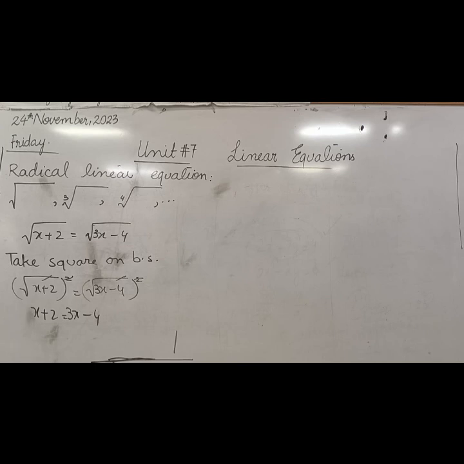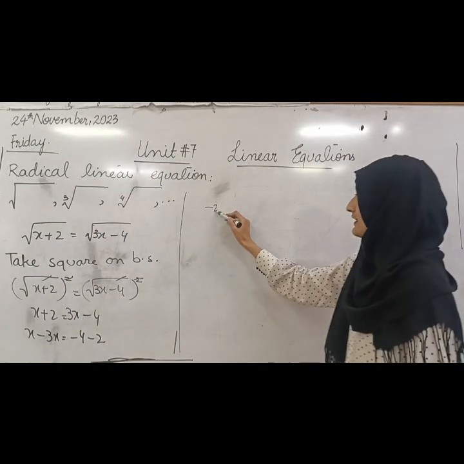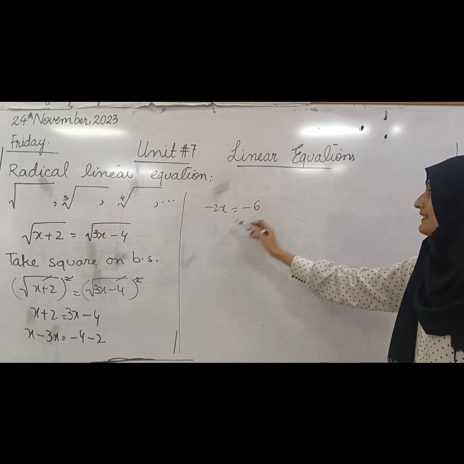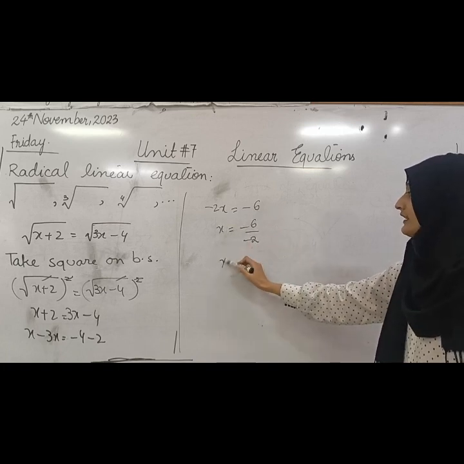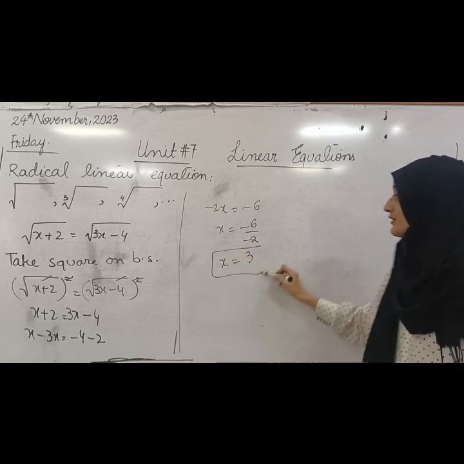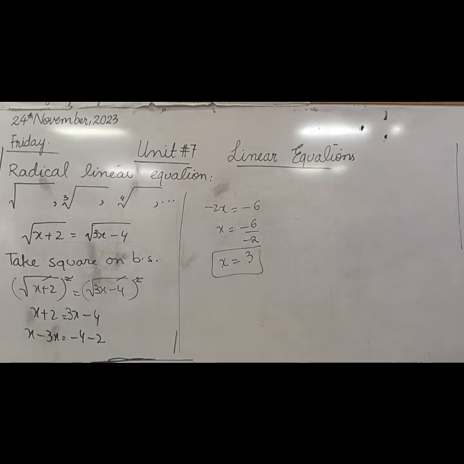Now this is a simple linear equation. What will we do now? We will collect the like terms. We will collect the variables on the left side and constants on the right side. x minus 3x is equal to minus 4 minus 2. In the next step, x minus 3x will be minus 2x is equal to minus 6, and the value of x is equal to minus 6 over minus 2, which will be equal to 3.